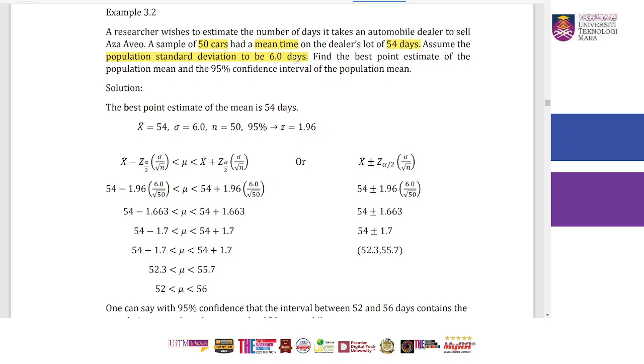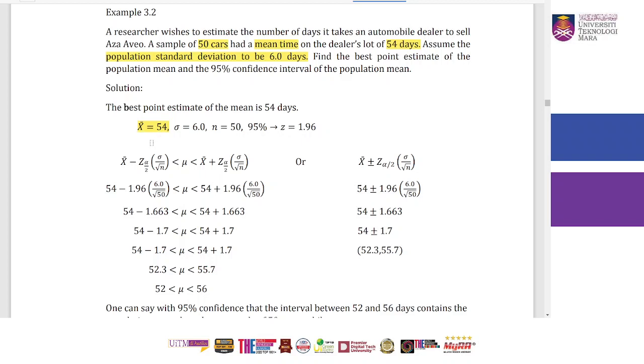Alright, in this situation the best point estimate is the mean. The sample mean is the best point estimate of the population mean. Remember, earlier when we discussed point estimates, we mentioned that the sample mean is the best point estimate for the population mean. Here the sample mean is 54 days, so X bar is 54 days.